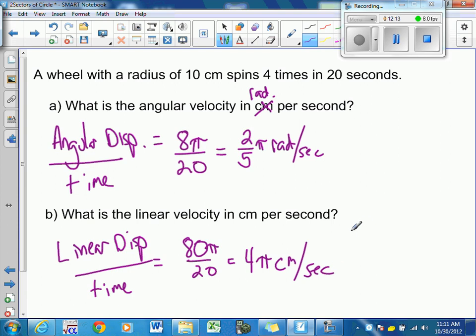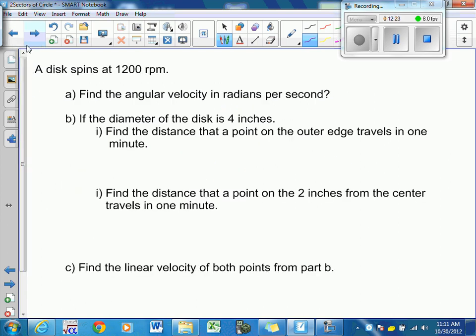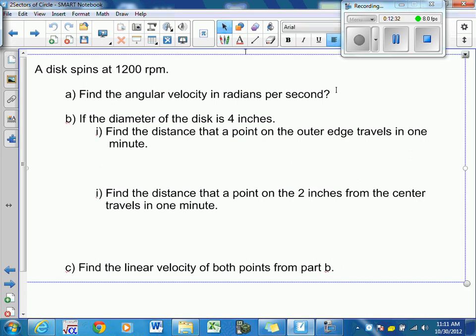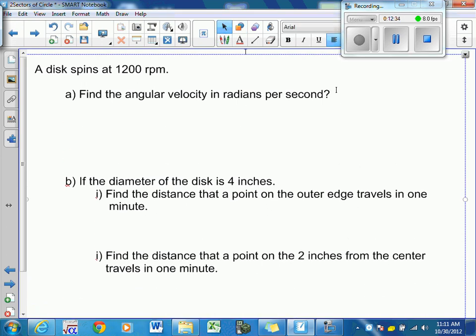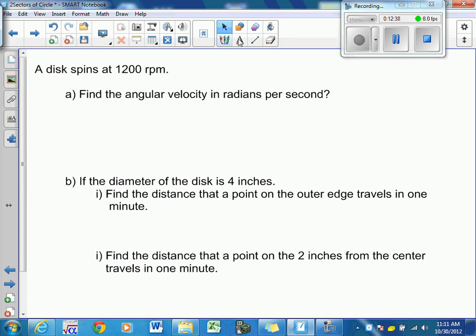So a disc spins at 1200 RPMs. What's the angular velocity in radians per second? All right. So 1200 RPMs. That is 1200 revolutions or rotations or whatever you want to think about it. I'm going to say rotations per minute.